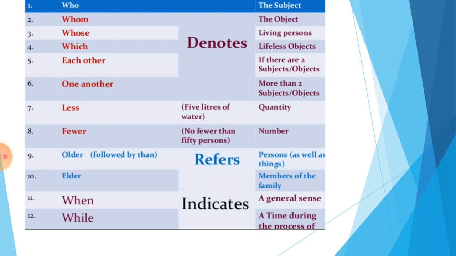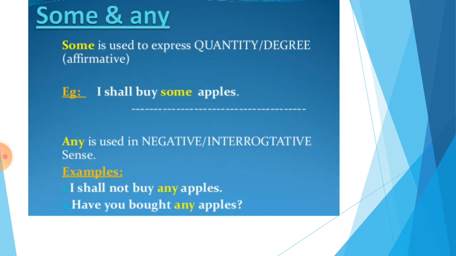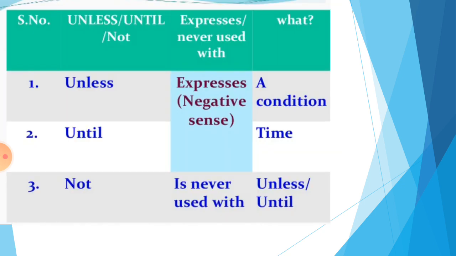When indicates a general sense, while indicates a time during the process of. Now we will see some and any, the difference between. Some is used to express quantity or degree. It is affirmative. I shall buy some apples. Any is used in negative, interrogative sense. Example, I shall not buy any apples. Have you bought any apples?